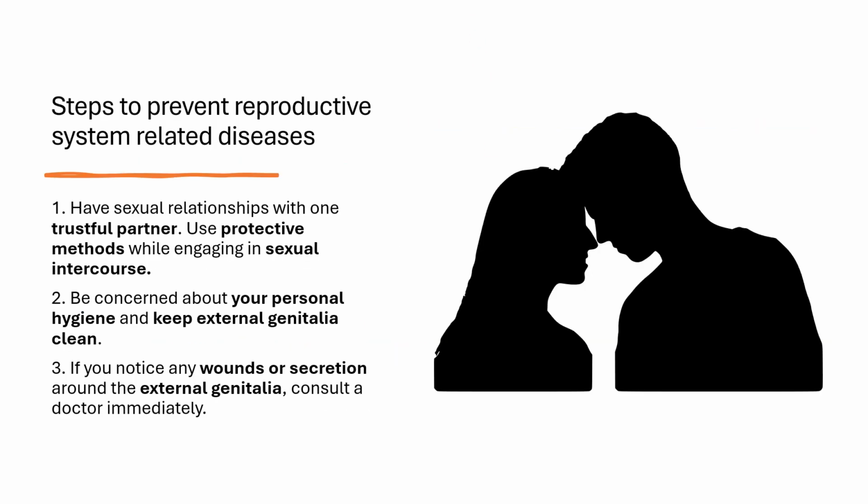So before we wind up this session, we are going to learn about some of the steps which can prevent reproductive system related diseases. So one of the things is to have sexual relationships with one trustful partner and also use protective methods while engaging in sexual intercourse. And it's also important that one be concerned about one's personal hygiene and keep external genitalia clean. And if you notice any wounds or secretions around the external genitalia, you have to consult a doctor immediately.